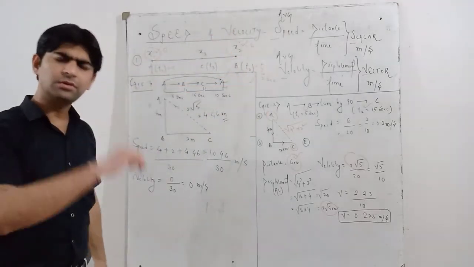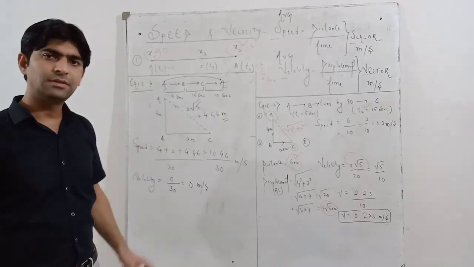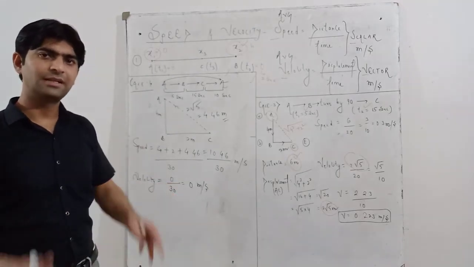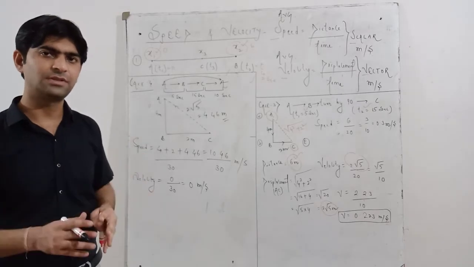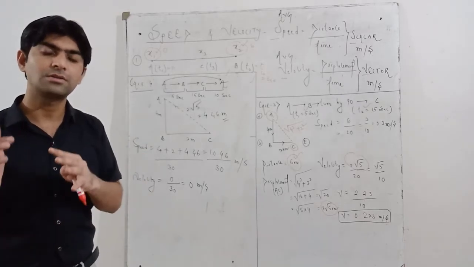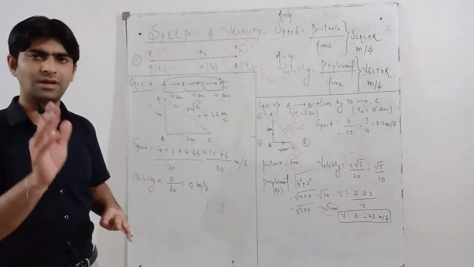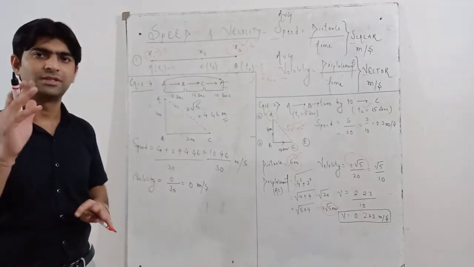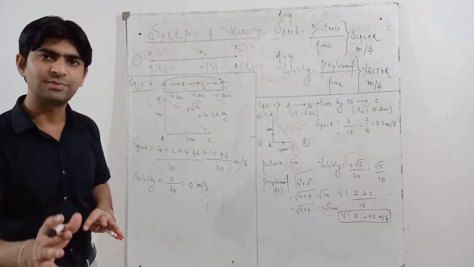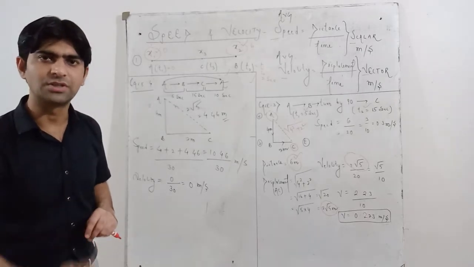But there is one more term related to speed and velocity, and that is instantaneous velocity, which is very important for class 11 students. For class 9 students this much is enough, but for class 11 students there is one more term: instantaneous speed and instantaneous velocity.